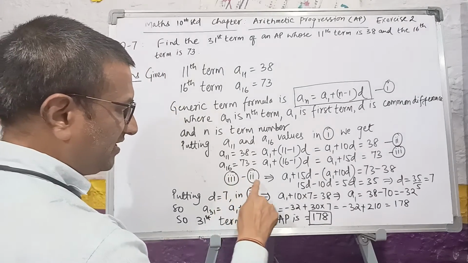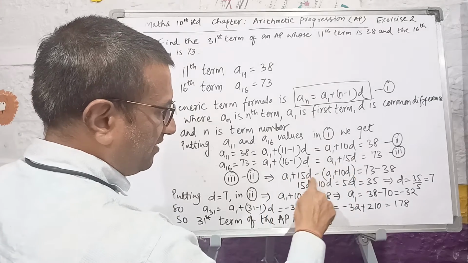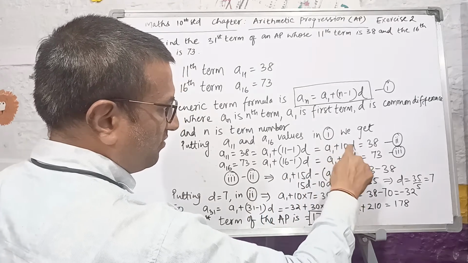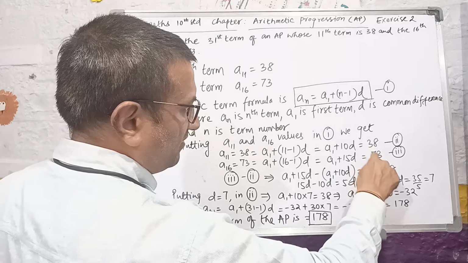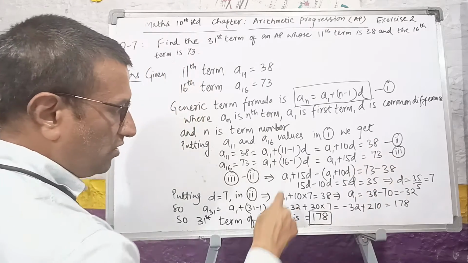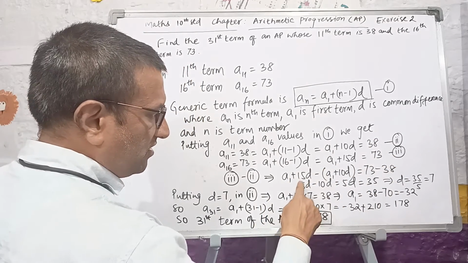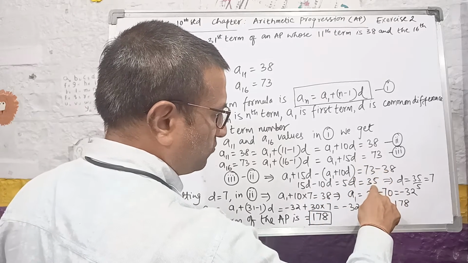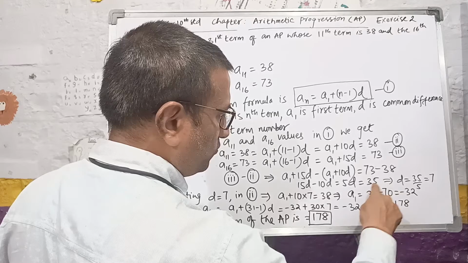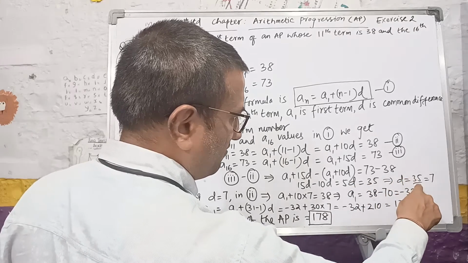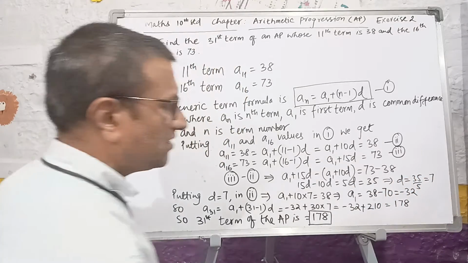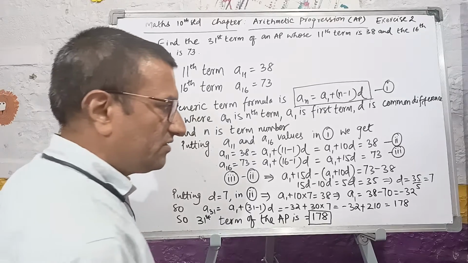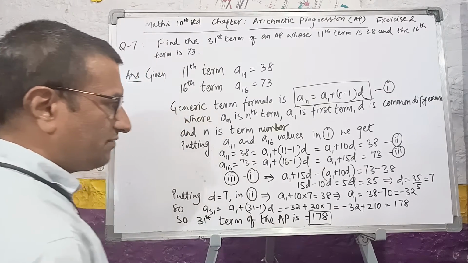So third minus second, we'll get A1 plus 15d minus bracket A1 plus 10d is equal to 73 minus 38. So A1 will get cancelled. So 15d minus 10d is equal to 5d. 73 minus 38 is equal to 35. So d is equal to, transposing 5, we get 35 by 5. 5 7s are 35. So we get d is equal to 7. The common difference is 7.